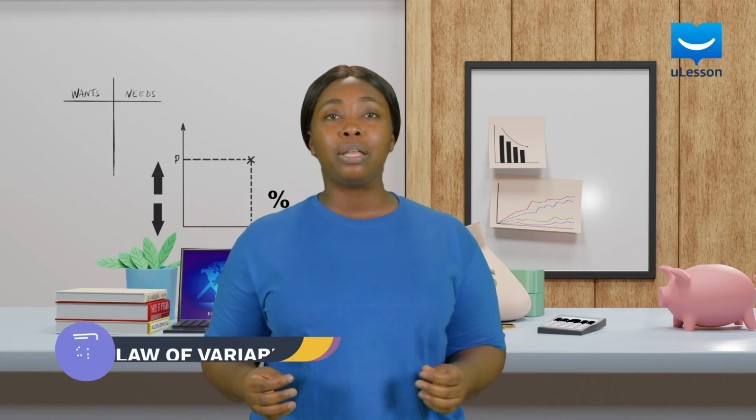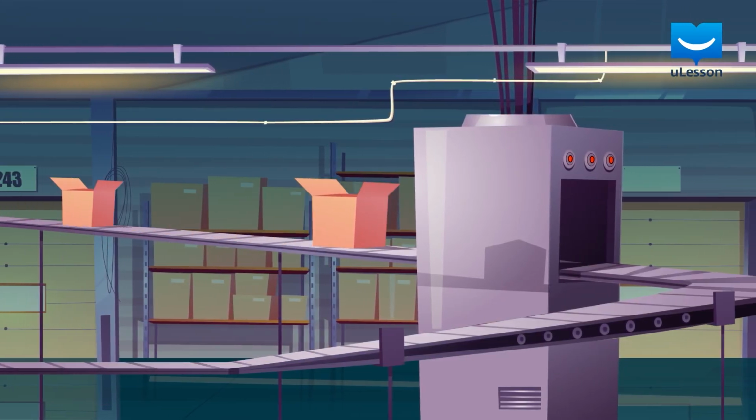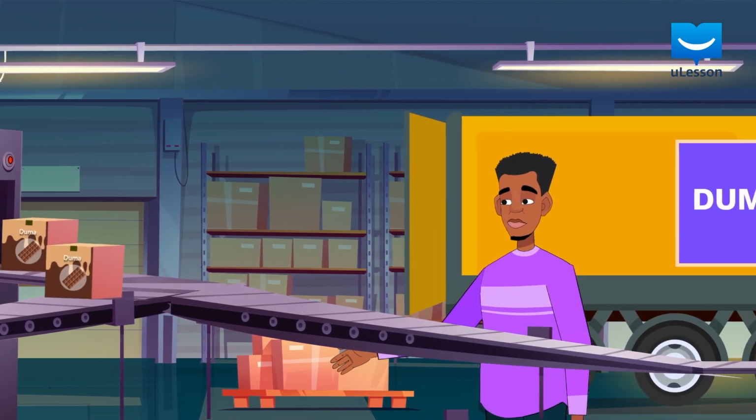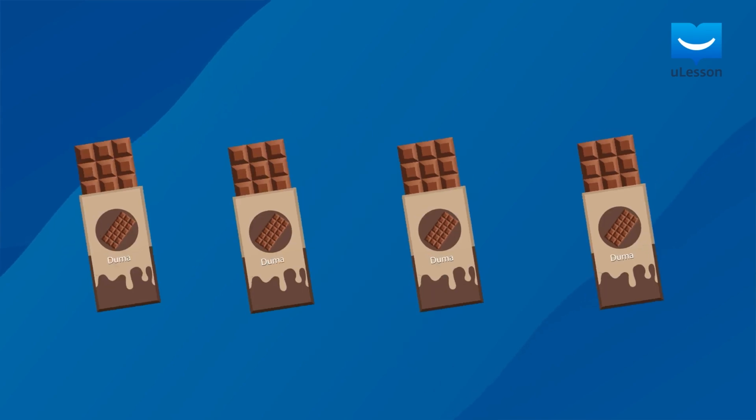Hey there! Today, we'll be learning about the law of variable proportions. But first, let's talk about our friend Duma and his chocolate factory. Duma's chocolate factory produces 10 boxes of chocolate a day. Now, I'm talking about the best chocolate anyone has ever tasted.